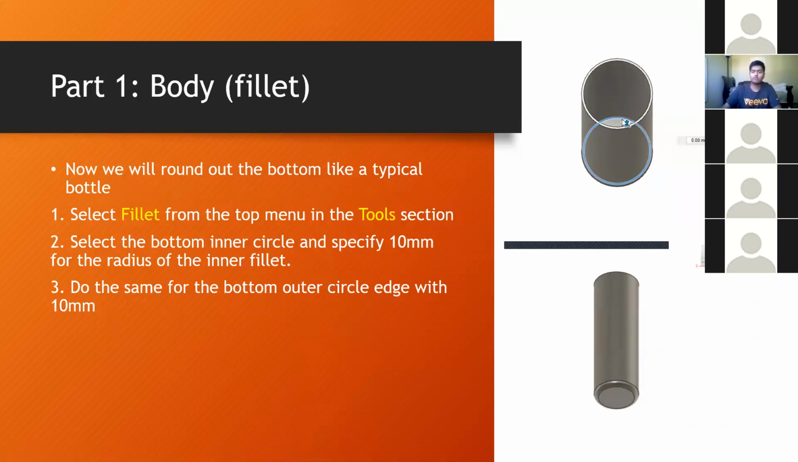So the inner radius is now 10 millimeters thick, and for the outer radius, we're also going to replicate 10 millimeters. You can make it a different diameter, but we want to keep it consistent. So 10 millimeters, and you should end up with something like this. Any questions up till this point? None? Okay, let's move on.